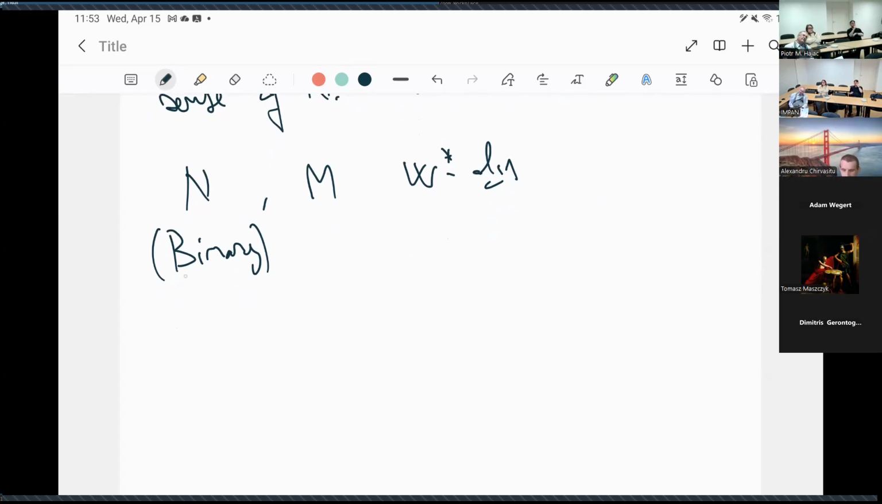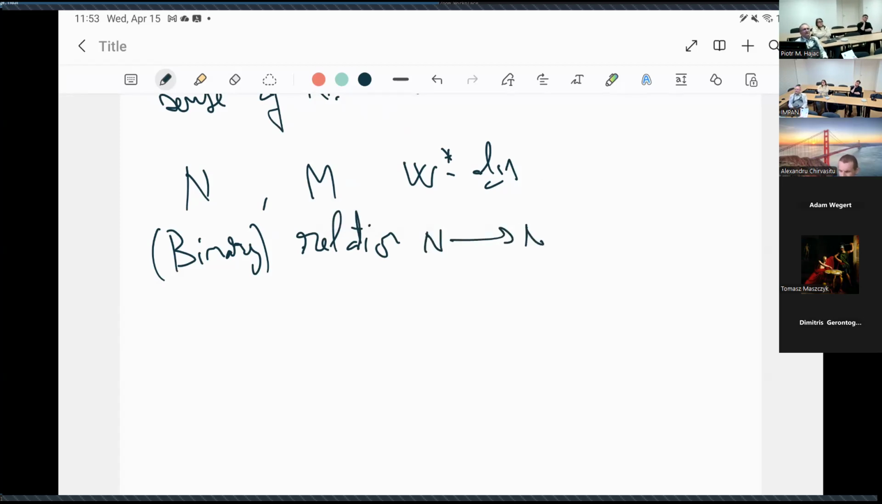I'm parenthesizing binary because you take it for granted from now on. We're not going to discuss any other kind of relation in this quantum setup. A binary relation between N and M. I'm going to draw it as an arrow, but it's not a map. It means the following.